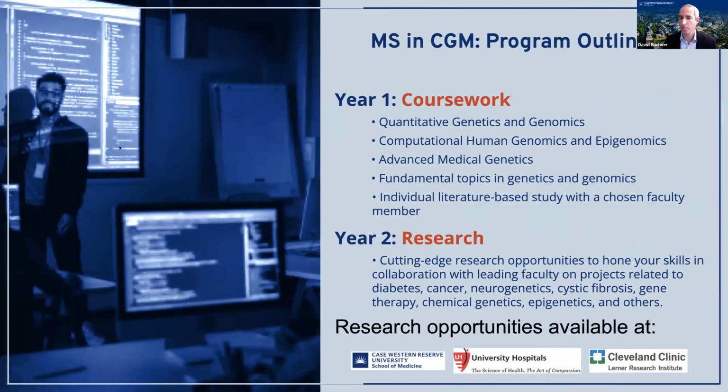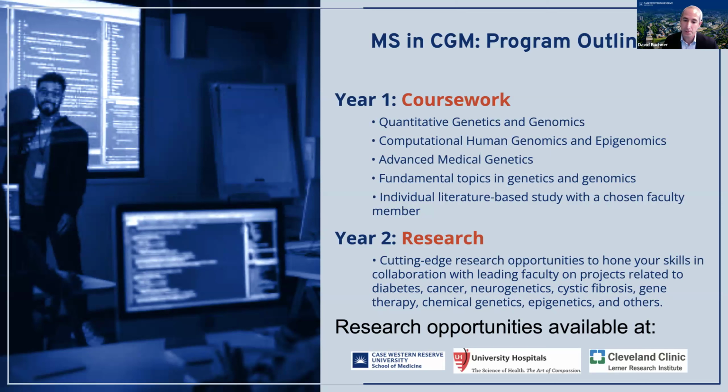So the big overview of the program: it's a 2-year program. Year 1 is mostly focused on coursework. Year 2 is mostly focused on research. And we'll get into the details in a little bit. In year 1, you're going to be doing coursework studying quantitative genetics, computational genomics, advanced medical genetics, as well as some individual literature-based studies with a chosen faculty member as part of our program. And then year 2 is really focused on research. You'll have cutting-edge research opportunities to hone your skills, working directly with our faculty on projects related to diabetes, cancer, neurogenetics, cystic fibrosis, gene therapy, and many, many other opportunities.